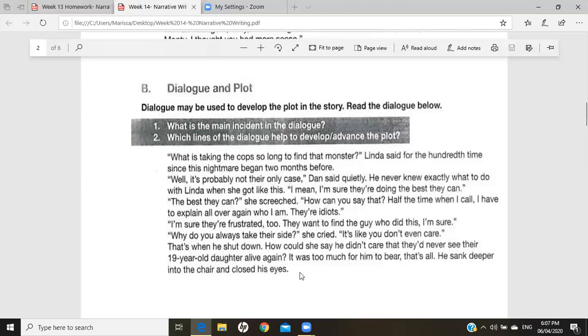The second question says, which lines of the dialogue help to develop or advance the plot? So just from reading the few lines, which lines do you think could really help in advancing the plot, to help with the rise in action, the climax, the fall in action? Which lines would you use here to get an idea about the direction in which the story could go?